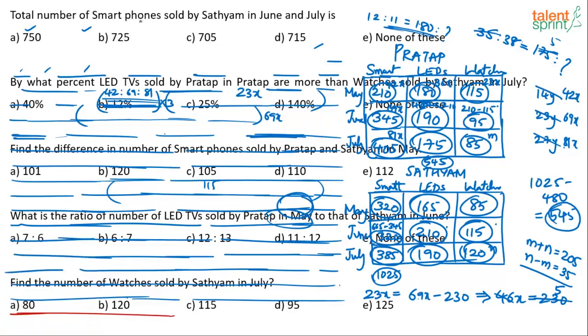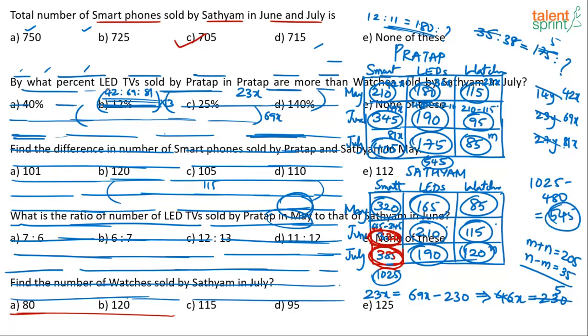The total number of smartphones sold by Satyam in June and July. Smartphones by Satyam in June and July. Satyam is here. 320 plus 385. See, this is 320, here is 385. 320 and 385 is how much? 705. Option C will be the answer. I mean, you can very easily answer the questions. You just have to play with those numbers.